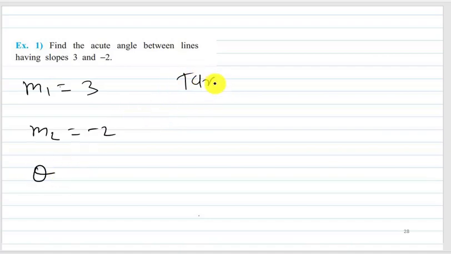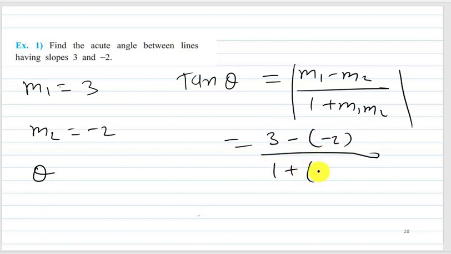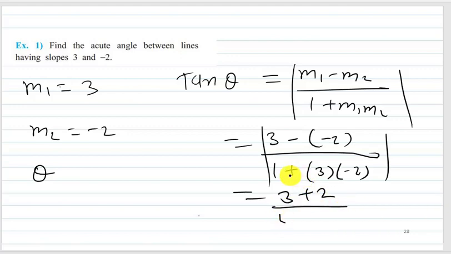So tan of the angle made by these two intersecting lines will be, tan theta equals modulus of m1 minus m2 upon 1 plus m1 into m2. We have to take the modulus. Now put the respective values. M1 is 3, minus M2 is minus 2, upon 1 plus M1 is 3, M2 is minus 2. Take the modulus. Now 3 minus minus 2 is plus, upon 1 plus 3 into minus 2, minus 6.